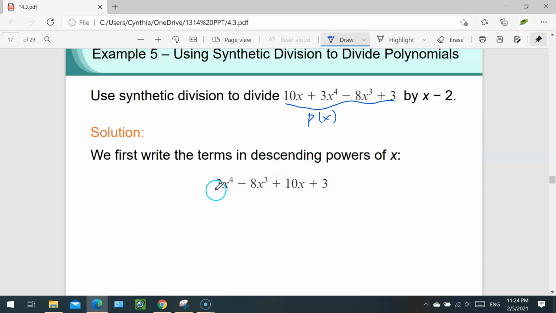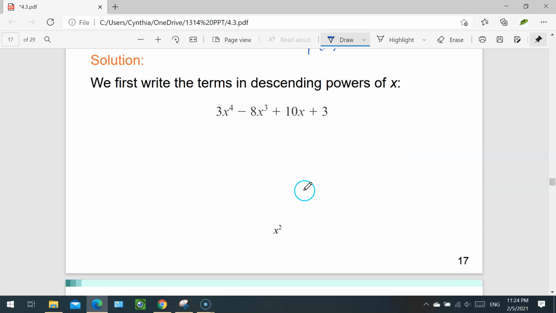So the first thing is we reorganize the polynomial into descending order. That means the highest degree power stays in the front. So we will have power 4, power 3. There's no power 2, right? So we have to keep the space there. Now let me show you how to do the work.